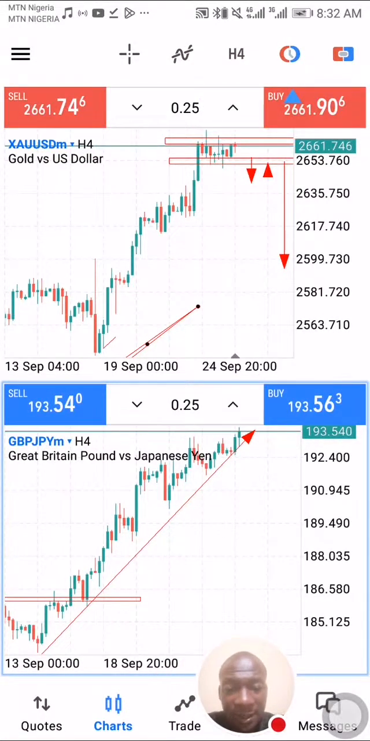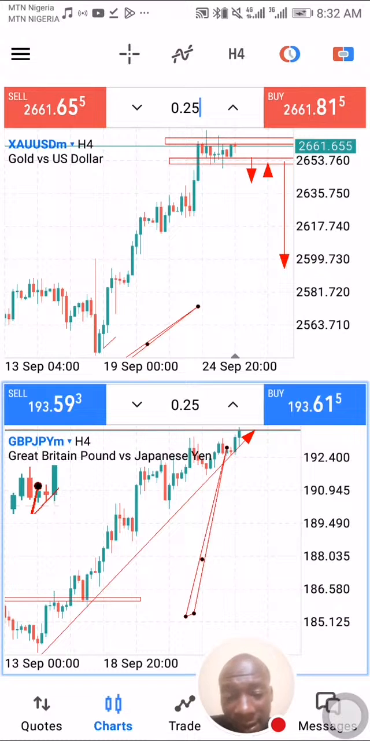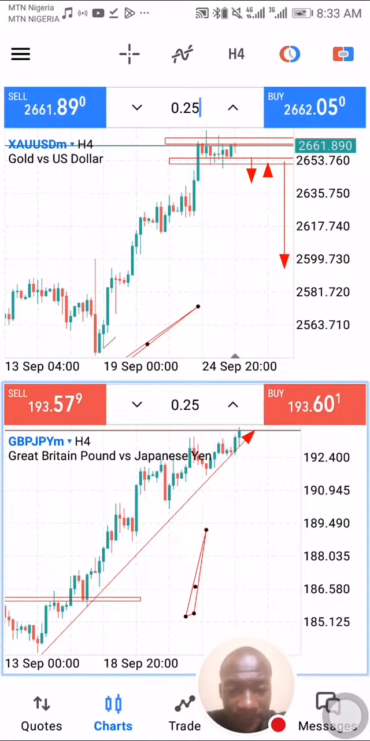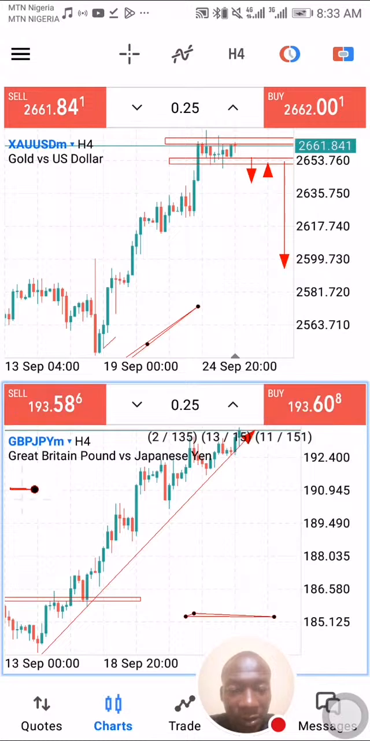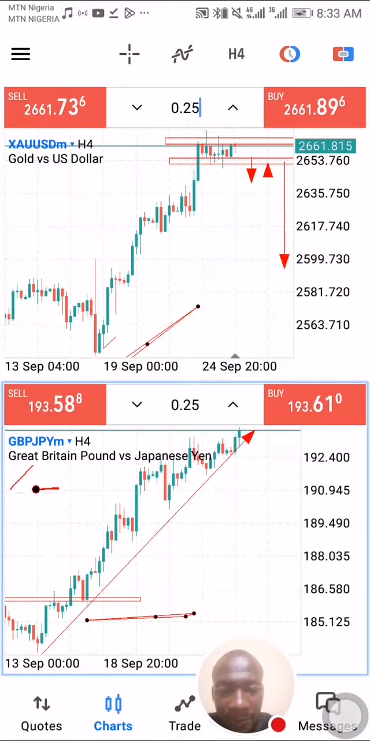This doesn't work in a sideways or ranging market. So if the market is clearly trending up, in this case making higher high, higher lows, higher high, higher lows, this is when you can use the trend line strategy. Or if the market is moving down, making lower high and lower low. So let's use this as an example.